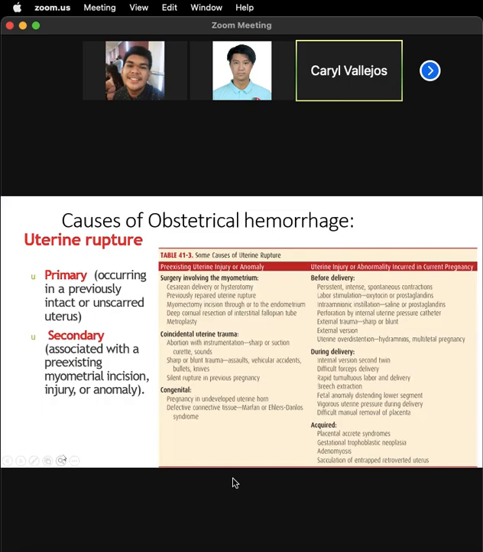So we have the primary and secondary uterine rupture. So the primary occurring in a previously intact or unscarred uterus. For the secondary, it is associated with a pre-existing myometrial incision, injury, or anomaly. So please refer to your book. What are the examples of your primary and your secondary uterine rupture?